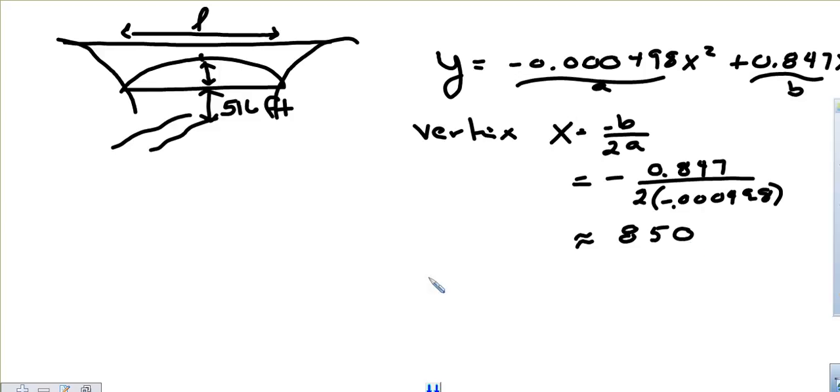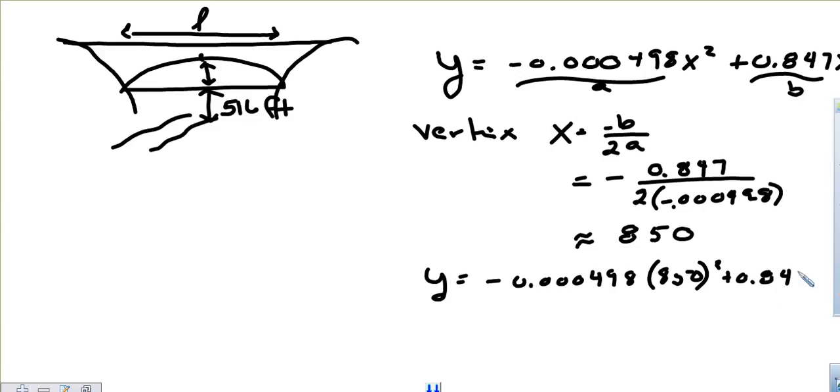Well, what's the y value of my vertex? Y is equal to, and all I have to do is plug this 850 back into my equation. So negative 0.0000498 times 850 squared plus 0.847 times 850. And again, I don't expect you to just figure that out in your head. You can type that in your calculator, and you get y is equal to approximately 360. So when we do that, we find that our vertex is 850 and 360.